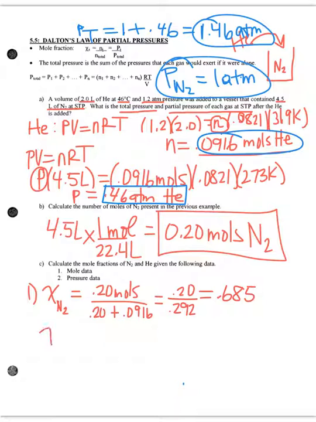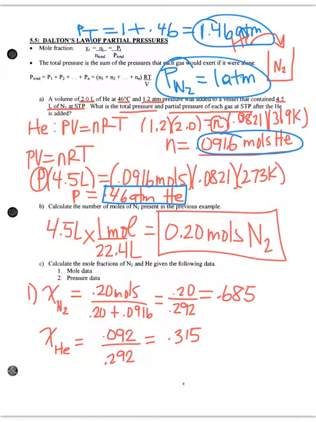Now we're going to do the mole fraction of the helium. So once again, part over whole. So the helium goes on top this time, 0.0916. You can round that to 0.092 if you like. And then the whole stays the same, 0.292. Then you get 0.315. All right, so those are the mole fractions for nitrogen and helium using mole data.